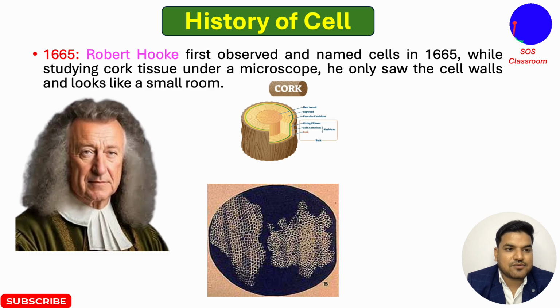The history of the cell started in 1665 with Robert Hooke, who first observed and gave the name cell while studying cork tissue. You can see this is the cork tissue under a microscope, which was developed by Robert Hooke. And he only saw the cell wall. When he looked under the microscope, he saw this type of picture.